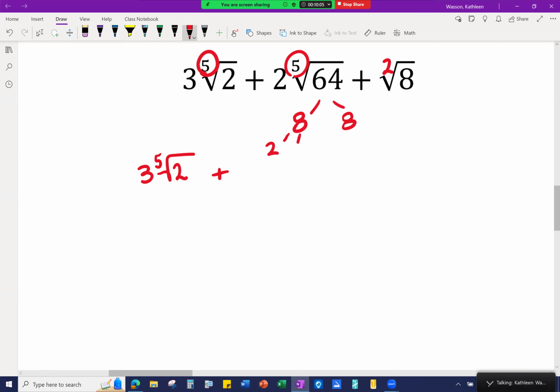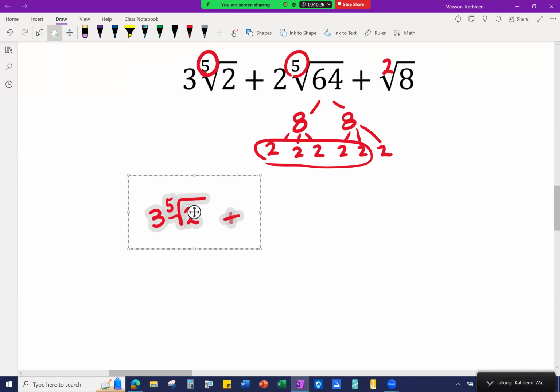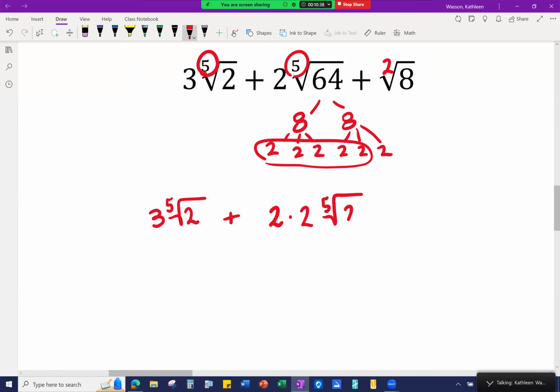8 is 2 cubed. I'm looking for 5 matching factors. So if I break these down to prime factorization, I have one set of 5 2's. So I'm going to move this down a little bit. Sorry. There, that's better. I have 2 already outside, and I'll bring a 2 from inside the radical, and that leaves fifth root 2.